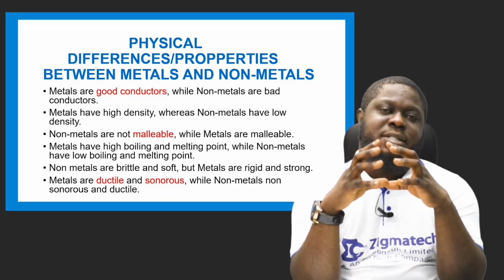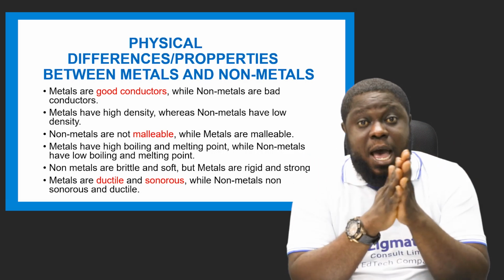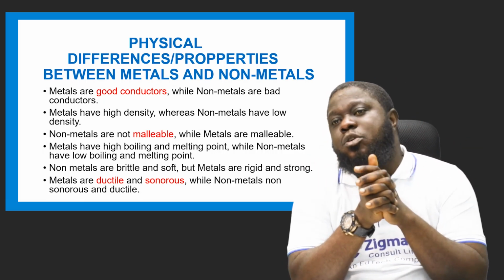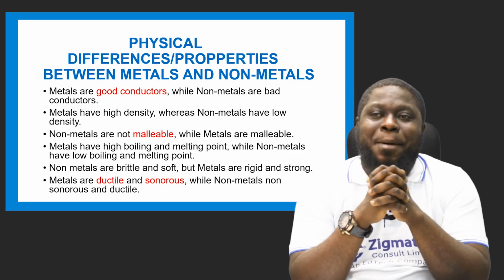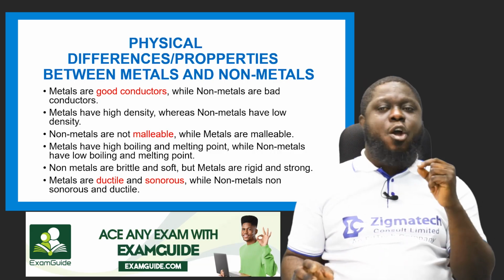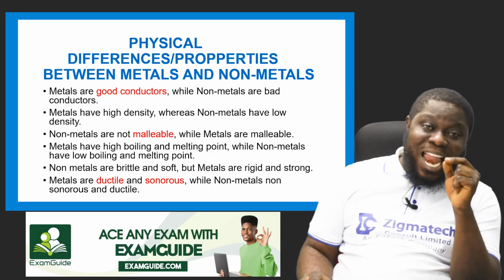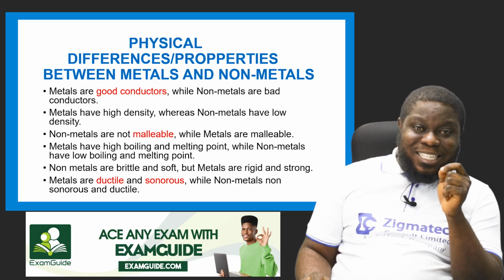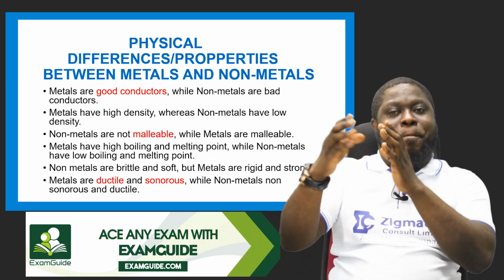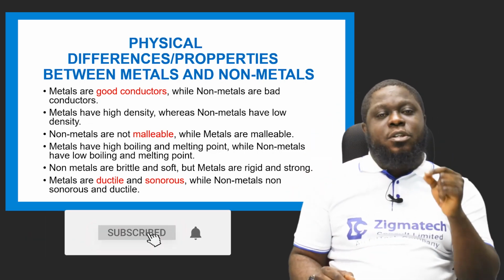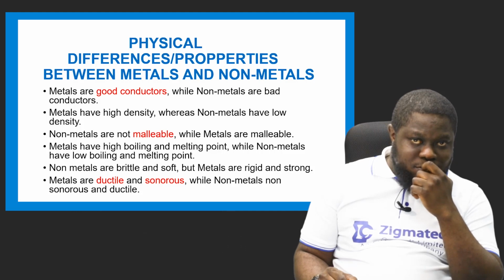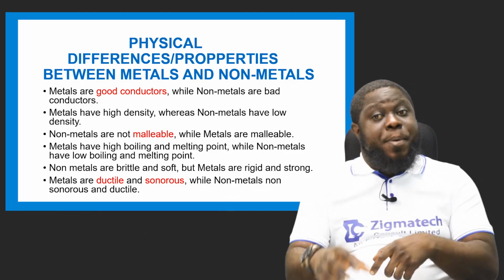Physical differences. Okay, differences that are seen, differences that can be noticed. They say metals are good conductors, while non-metals are bad conductors. In essence, metal is a good conductor. I told you a conductor is a material that allows the free flow of electric current or the free flow of electrons from particle to particle. If it does not go from particle to particle, it's not a conductor.